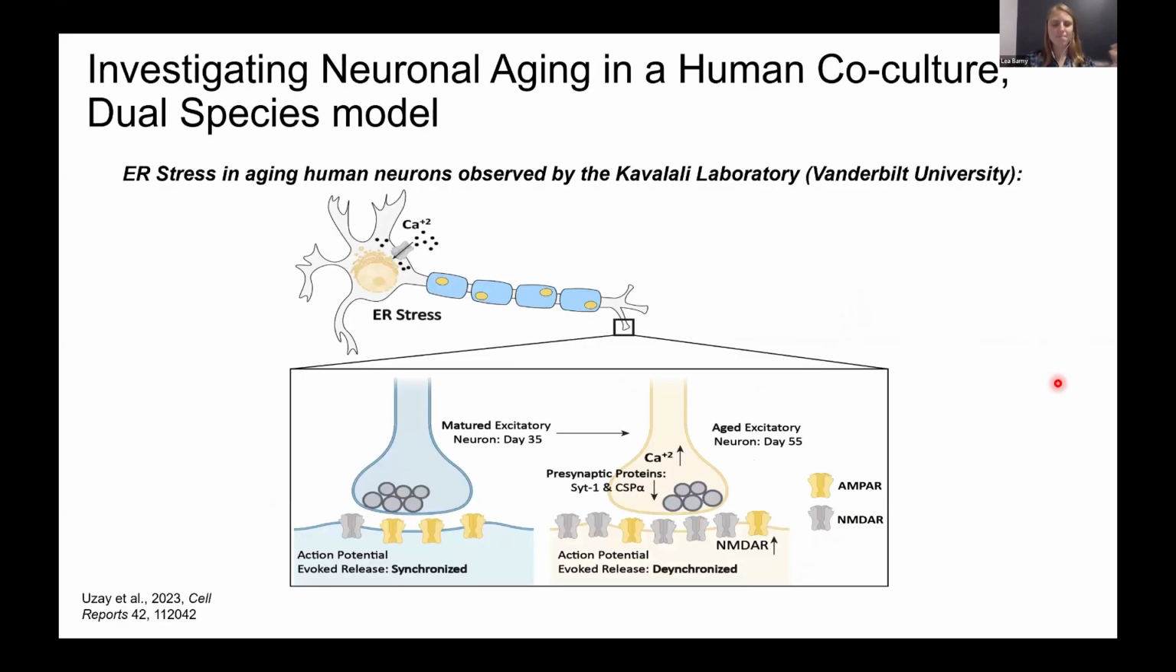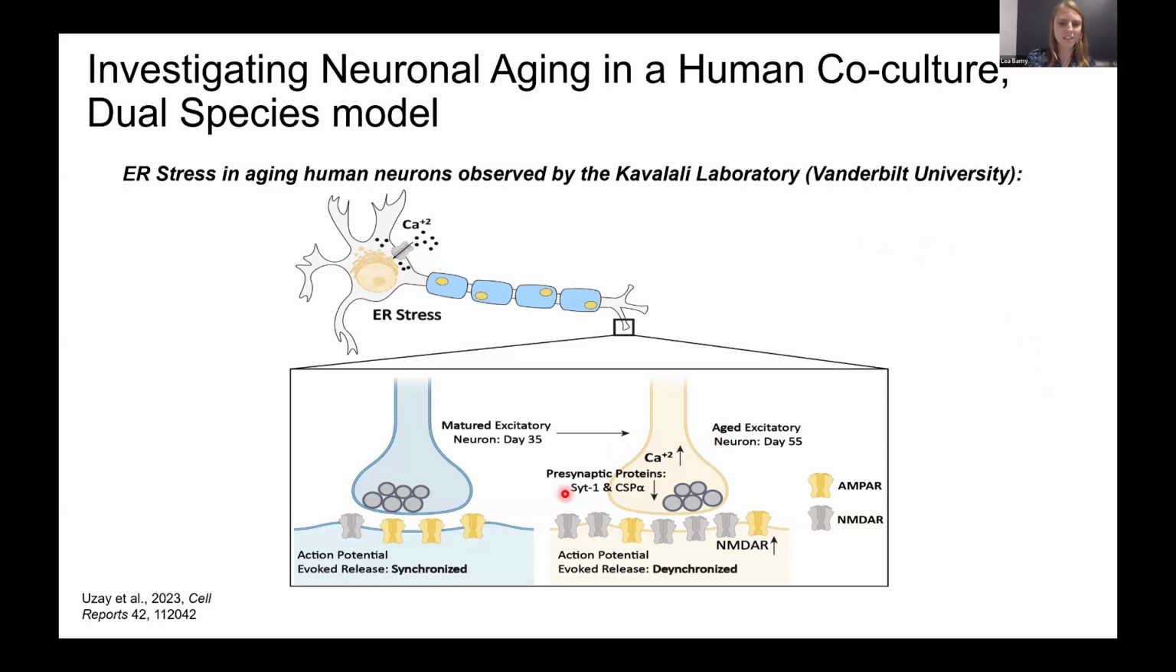In getting to the main, what I'm really trying to talk about here is now how we applied these proteomics targets to study the UPR in this human co-culture dual species model. So this was done in collaboration with the Cavalli lab at Vanderbilt in the Brain Institute.